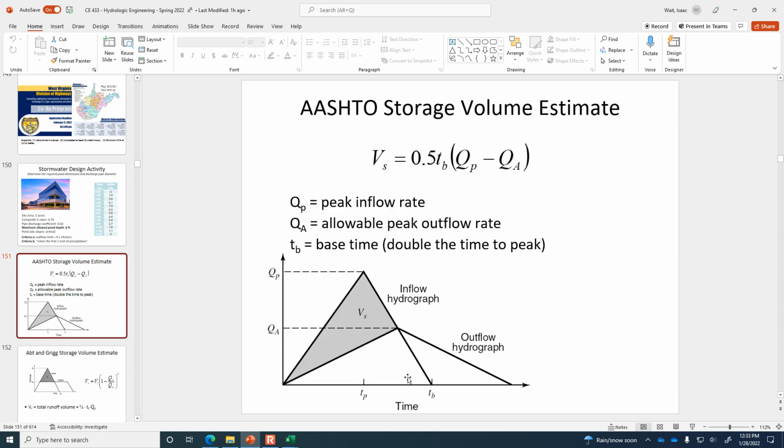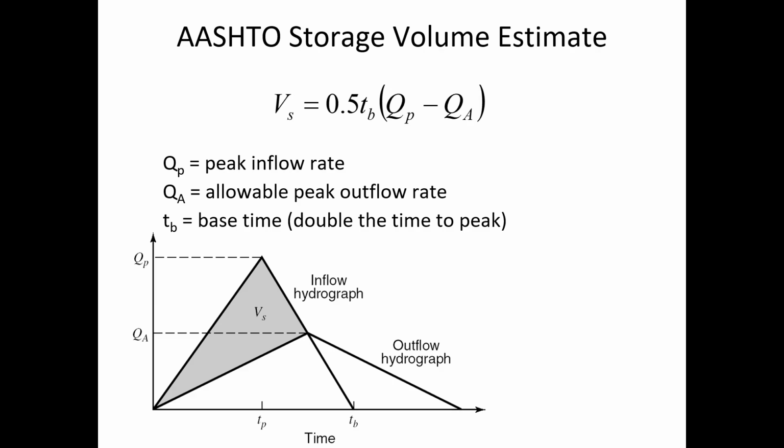These other empirical methods, like the AASHTO approach, for example, say, what if we only know the peak flow out of the pond? Q sub A is the outflow hydrograph, and you can see it's assuming a triangular distribution. It's assuming that the water goes up in a linear manner until it achieves some peak, and then it starts draining and reducing in a linear way.